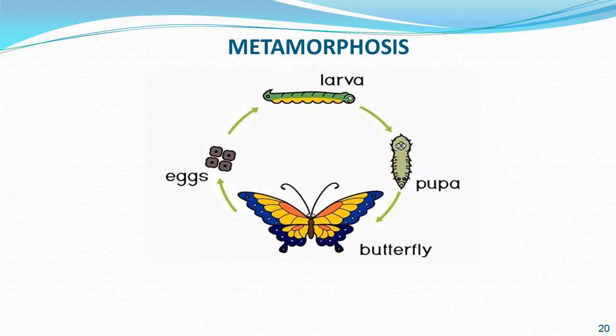For example, if you take a butterfly, the adult butterfly lays eggs, right? Then afterwards, the fertilized egg becomes a larva. Then the larva develops into a pupa, and of course the pupa develops into an adult butterfly. Again, this butterfly is going to lay eggs. So this one complete life cycle of the insect is known as metamorphosis. The insect passes through this metamorphosis life cycle, right?